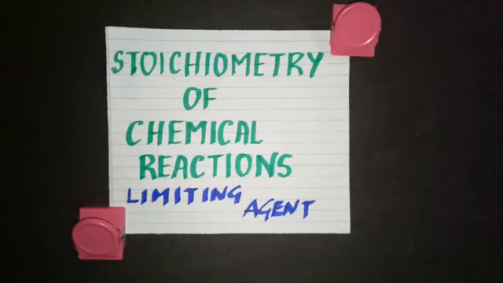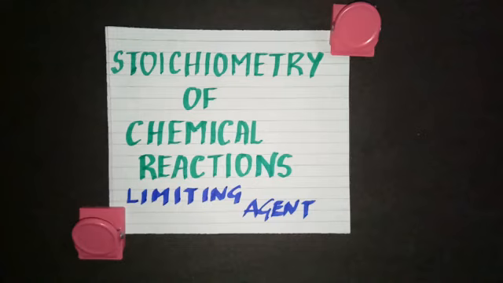Hello guys, in today's video we are going to see about stoichiometry of chemical reactions and about a limiting agent. The word stoichiometry is derived from two Greek words, stoichion and metron. Stoichion means element, metron means measure. So stoichiometry deals with the calculation of the amount of the reactants and the products involved in a chemical reaction.